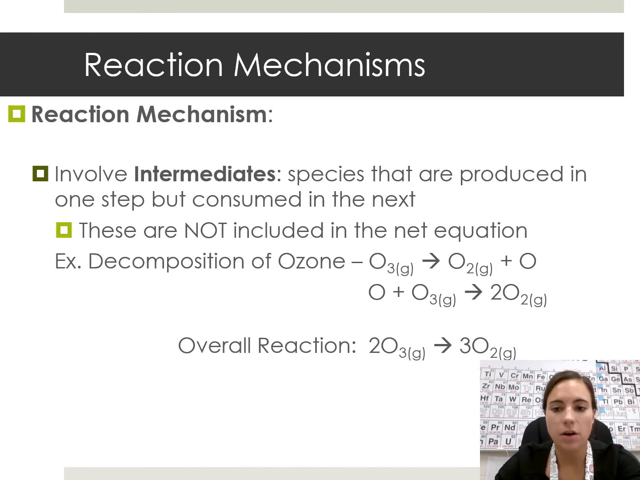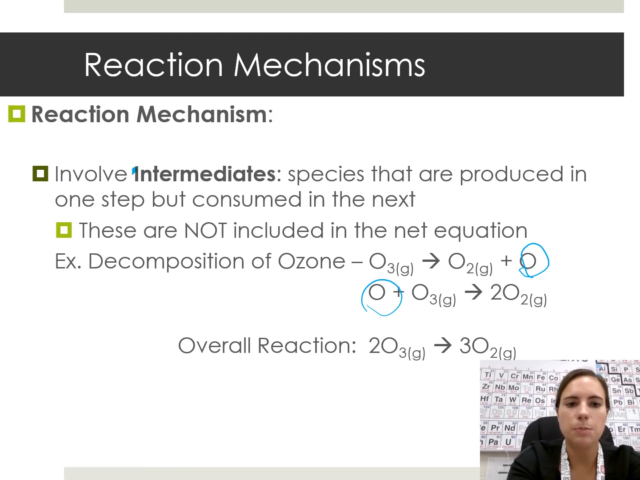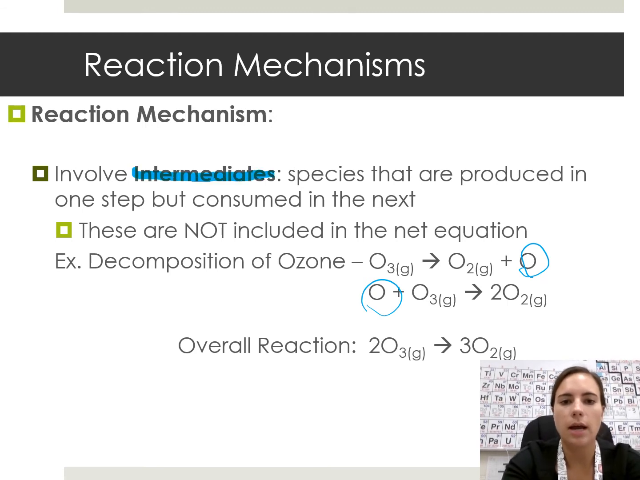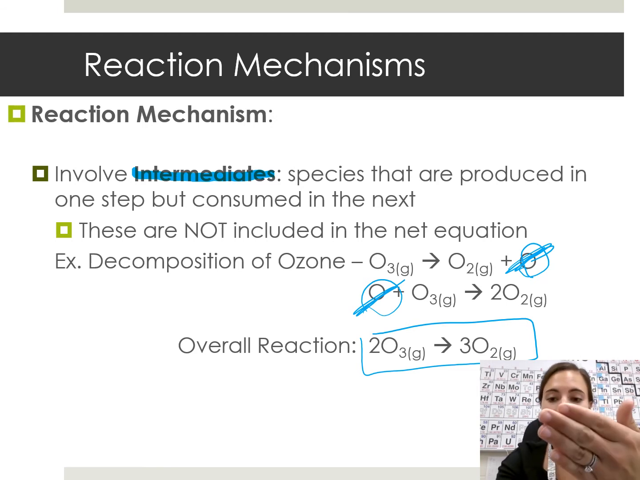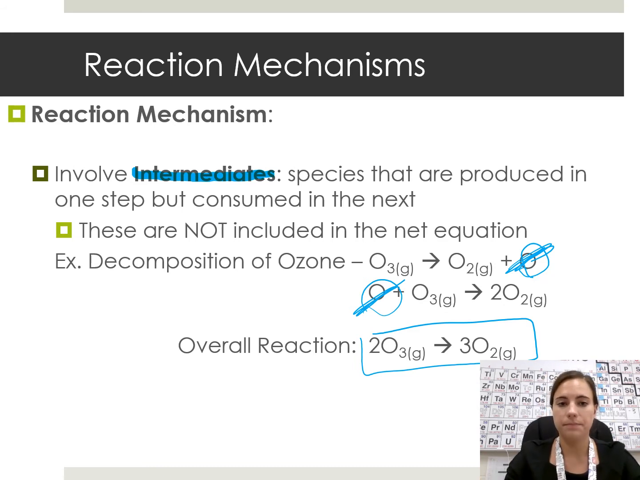Mechanisms also involve something called intermediates. So I mentioned earlier that we would talk about what we call this single oxygen atom that gets created and then used up. So an intermediate is a species in a reaction mechanism that is produced in one step but then consumed in the next step. And so what that means is it ends up canceling out and it is not included in the overall reaction. So it's called an intermediate because it's made during the reaction but then used up, and so it's not part of the overall reaction.